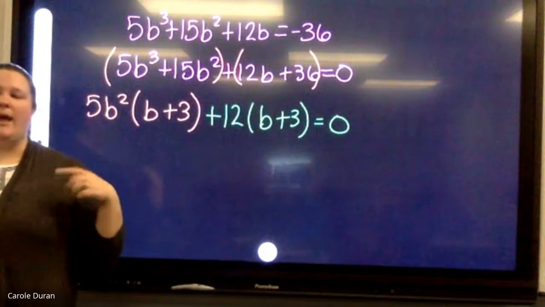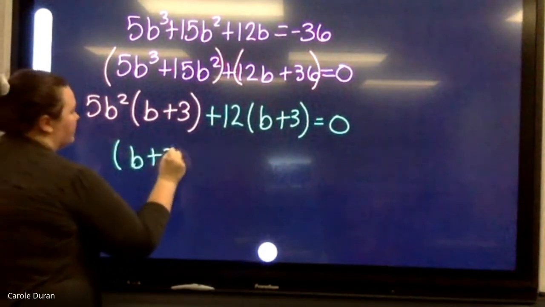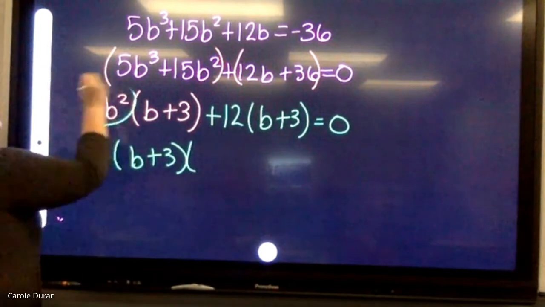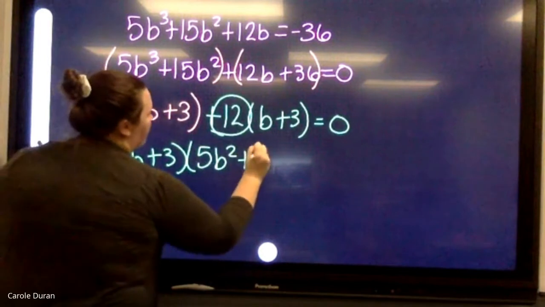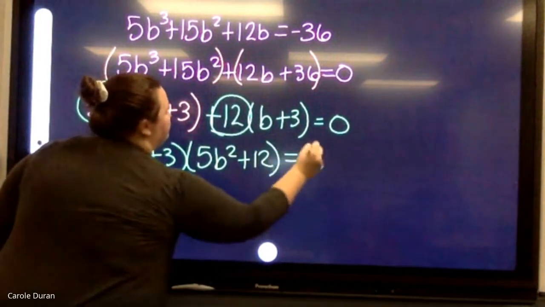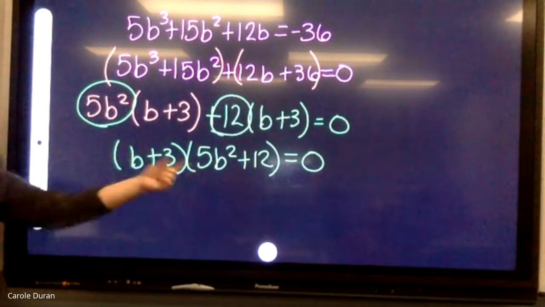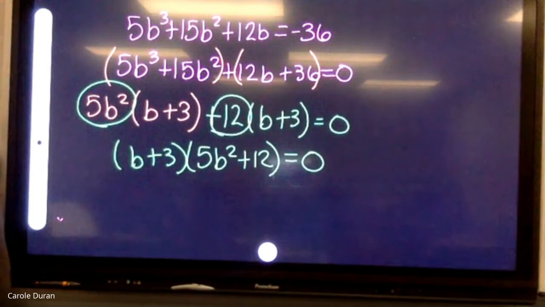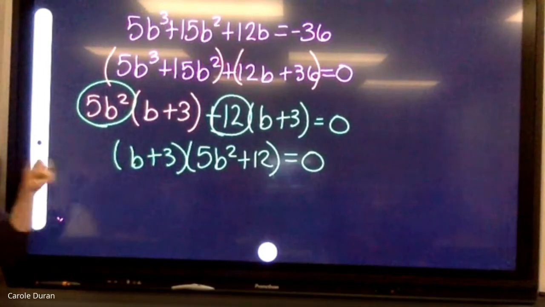Now that they do, I can rewrite this as what they share, which is the b plus 3, times what I took out of them put together. So 5b squared plus 12. It doesn't matter, multiplication is associative, so it doesn't matter if this one is in prime. Oh, so that'd be how you write your answer? Well, I'm not finished. This is the factored answer, yes.